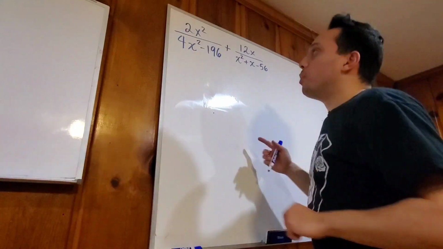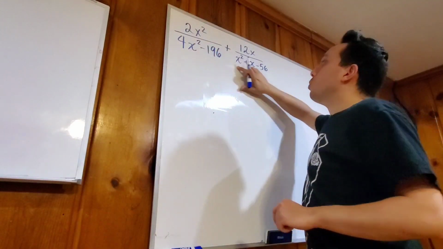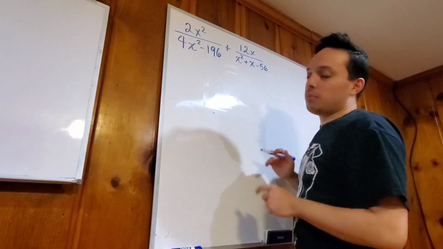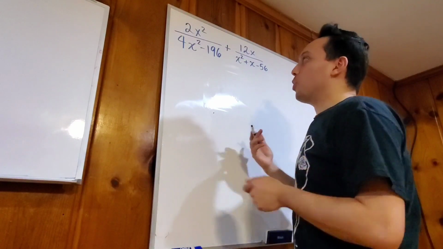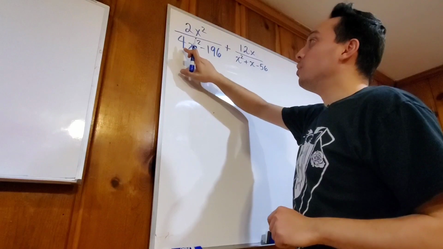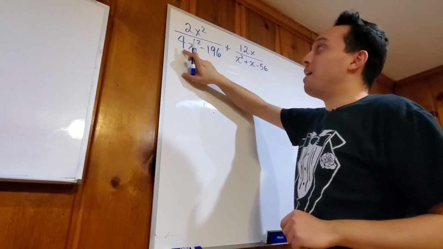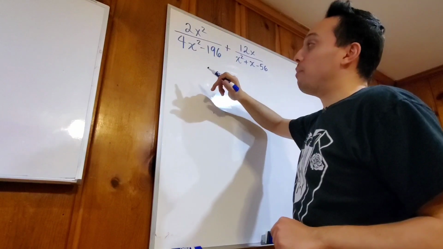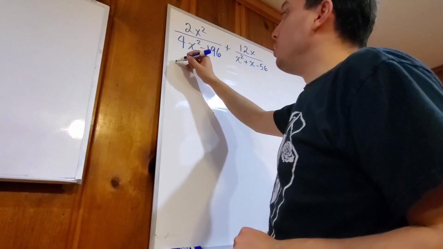For the second part of the first example, now we have to worry about this one right here. I know that there might be glare somewhere. I'm sorry about that, I'm just working with what I have right now. What I'm going to do here is factor out 4, because 196 is divisible by 4. So I'm going to take the 4 out.